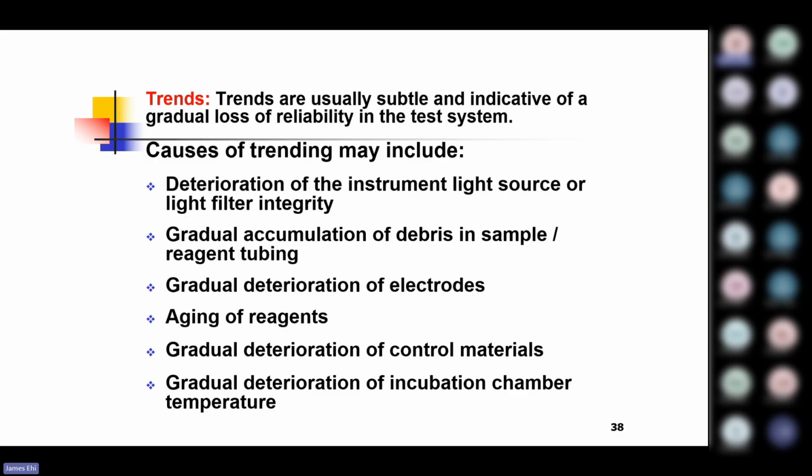This is where you have your peltiers that heat up the mixture of your reagent and your sample, especially in chemistry analyzers. There is a heating up that takes place at the peltier. So if the peltier is losing its heating capacity, you also see it in your QC run, dropping as a trend.